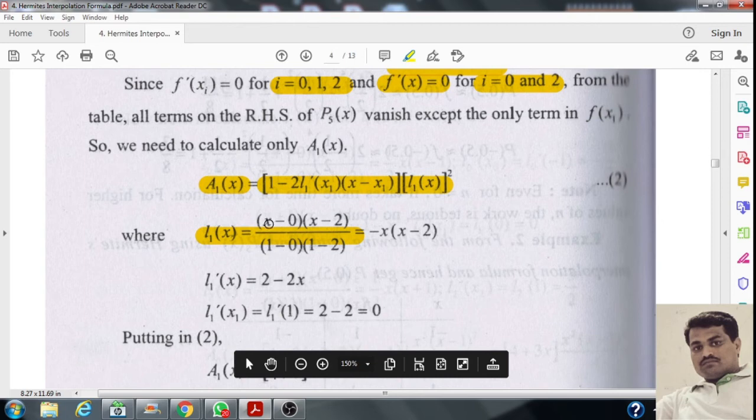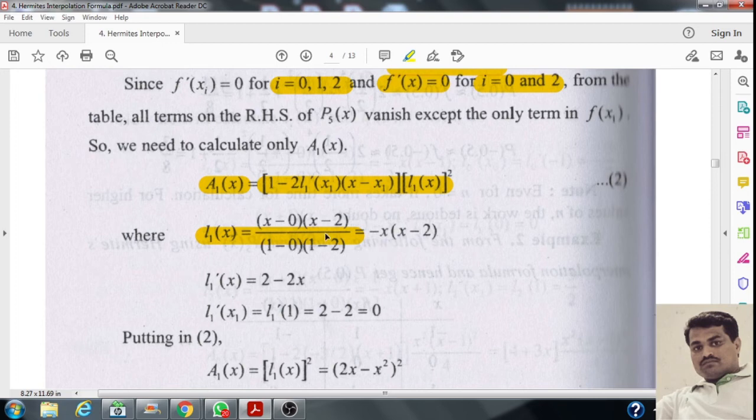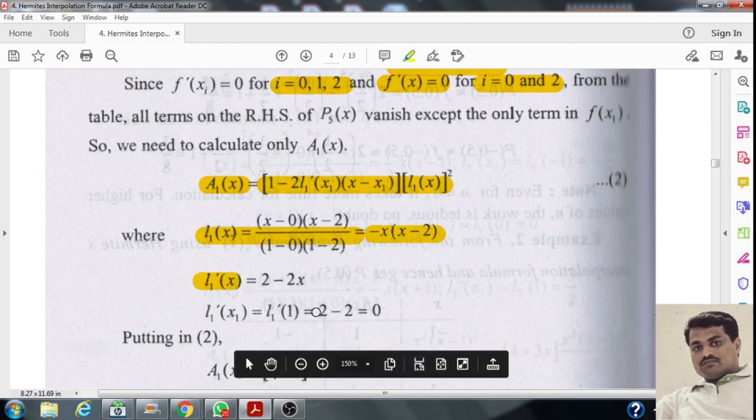And divided by, replace this x by x1 and we get 1 minus 0 into 1 minus 2. Again simplify numerator and denominator and we get minus x into x minus 2. And then for L1 dash of x, we differentiate this function with respect to x and we get 2 minus 2x. Then put x equal to x1 and we get L1 dash of x1 is equal to 0, because after the simplification x is equal to 1, 2 into 1 is 2, 2 minus 2 becomes 0.